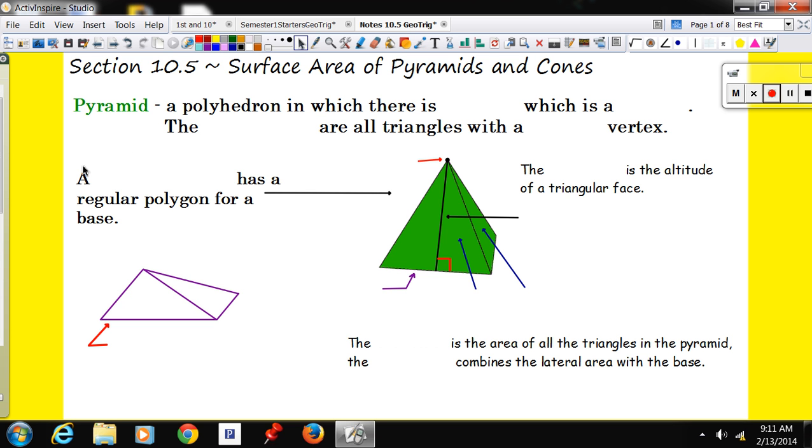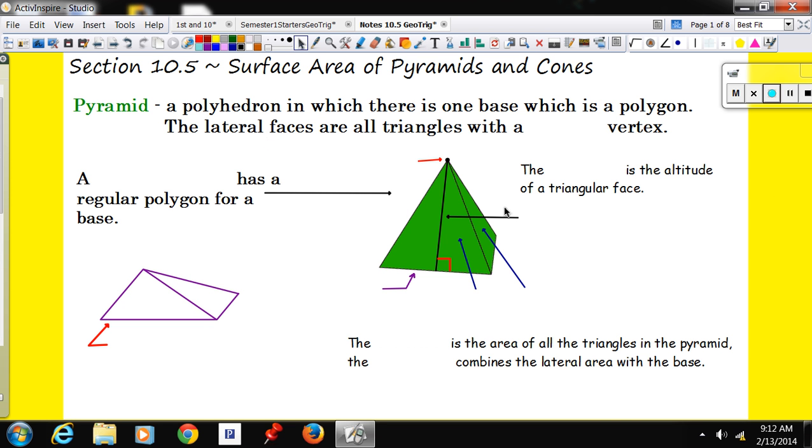Pyramid is a polyhedron. We did talk about a polyhedron in our notes a couple of sections ago, and it's a three-dimensional object that has no curves at all. So you have to have all straight sides to be a polyhedron. Now, a pyramid's a polyhedron in which there is only one base. Prisms have two bases. They're exactly identical bases. Pyramids only have one base because they sit on that one base and then the triangles come up to the top. So pyramids have one base in which the base is a polygon. The base has to have no curves in it. It's got to have all straight sides.